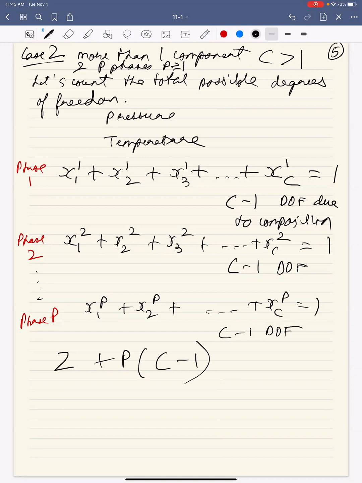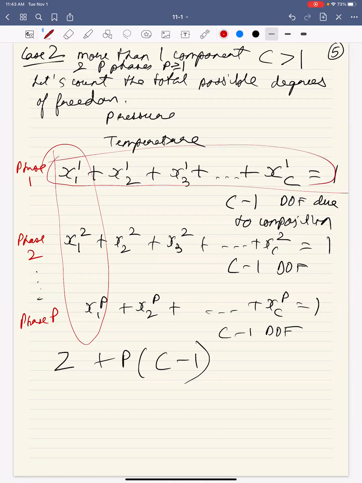And notice, this is like a matrix where the rows sum up to 1. You don't have any restriction on the column summing up to 1, right? The mole fractions can vary wildly across phases. There is no restriction on that, okay? It's only in this direction that you have a constraint. So this is the total possible number of degrees of freedom.